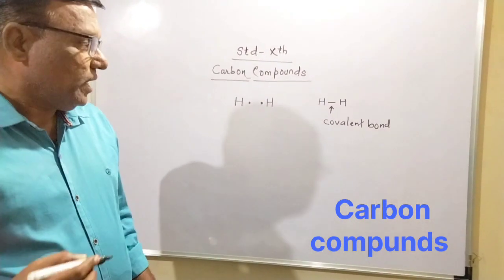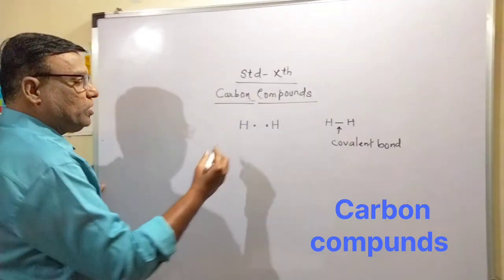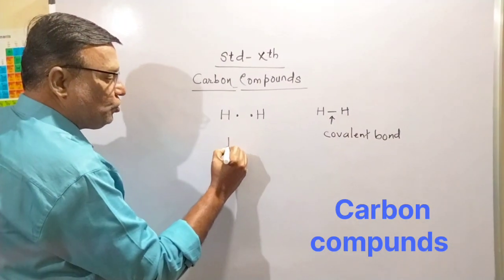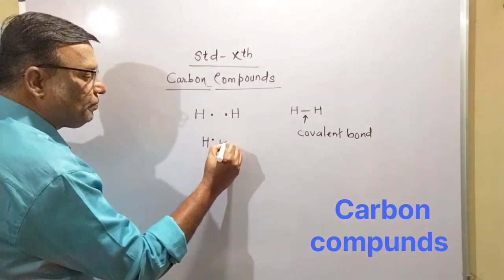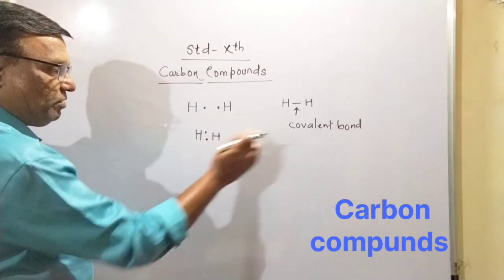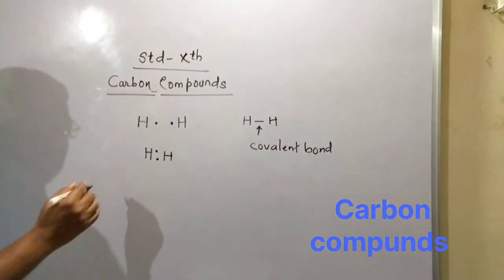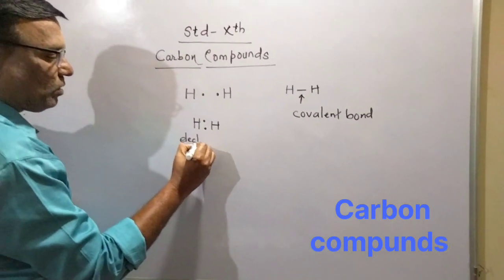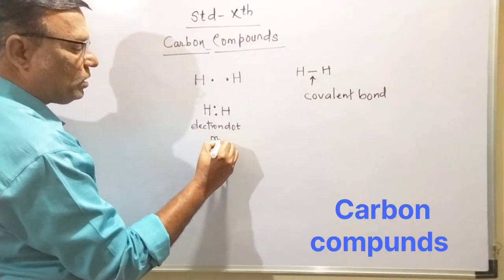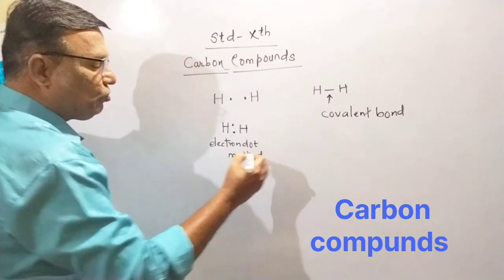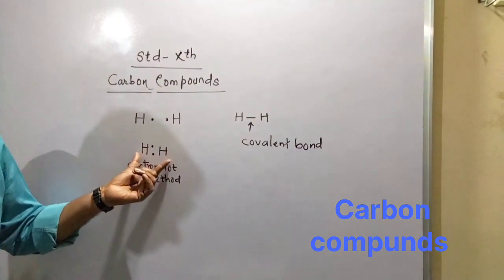There are two methods of representation of this. Let me show you. For hydrogen, here two electrons are there. This is the first method by which we can express a covalent bond. This method is known as the electron dot method. So this is the electron dot method by which we can show the covalent bond.